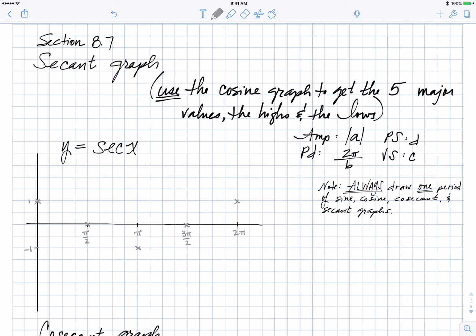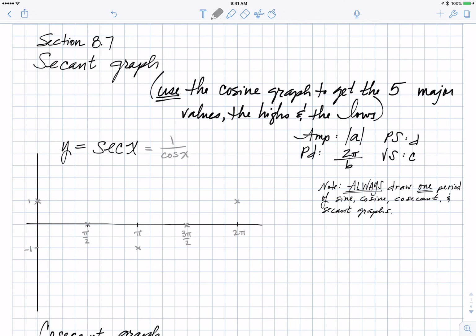And you can actually see, I'll draw it, but I'm going to erase it, so don't draw this on your notes. You can actually see where my cosine graph would be here. But we don't want cosine. Remember that secant is the same thing as 1 divided by cosine of x.